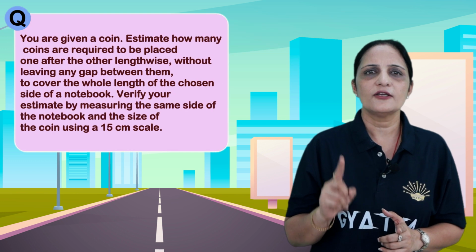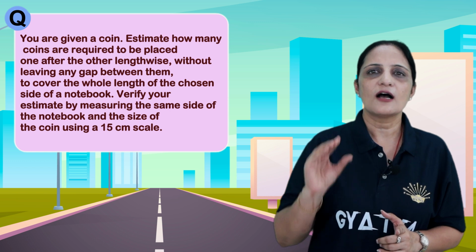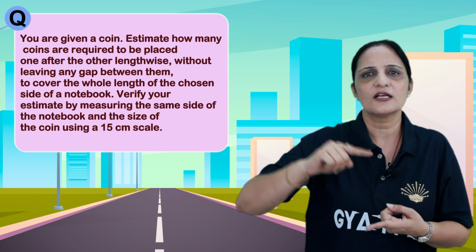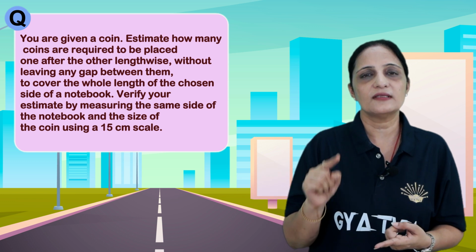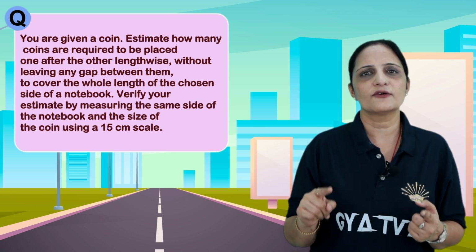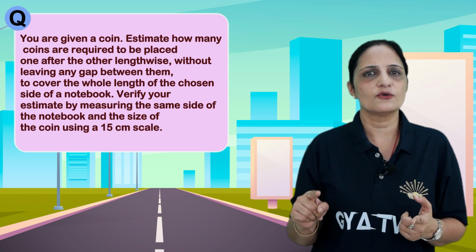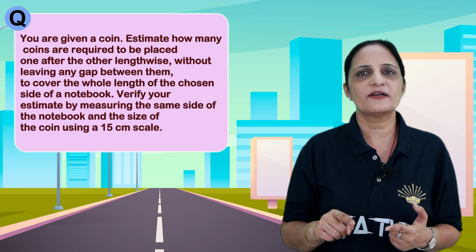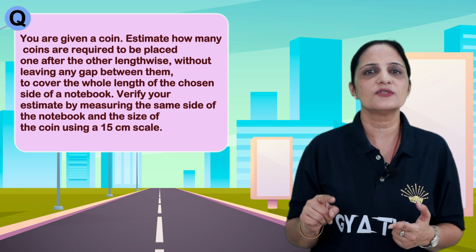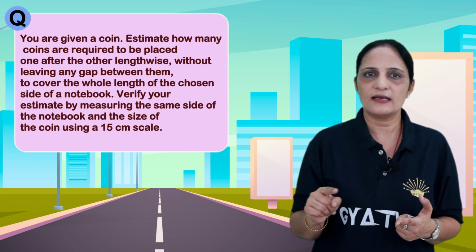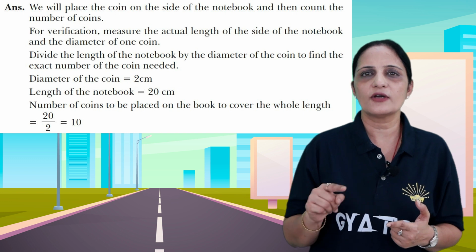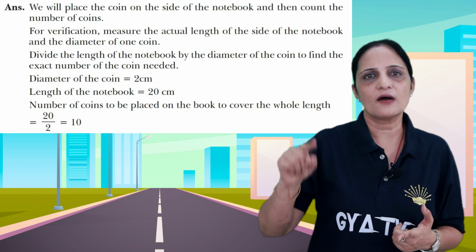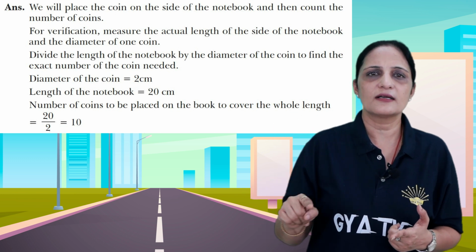Question number 8. You are given a coin. Estimate how many coins are required to be placed one above the other lengthwise without leaving any gap between them to cover the whole length of the chosen side of your notebook. Verify your estimate by measuring the same side of the notebook and the size of the coin using a 15 centimeter scale. क्या करेंगे, we will place the coin on the side of the notebook जहाँ पे आपको उसकी लेंथ मेजर करनी है, और फिर काउंट द नंबर ऑफ कॉइन्स जो हमने वहाँ पर रखने पड़ेंगे.